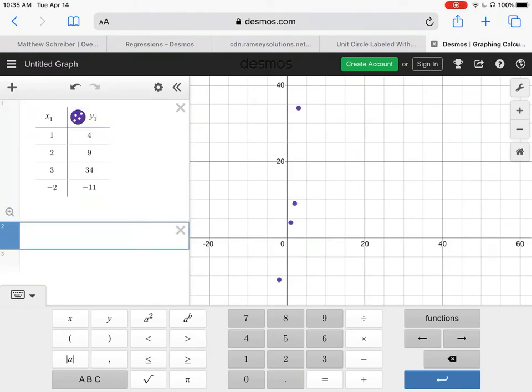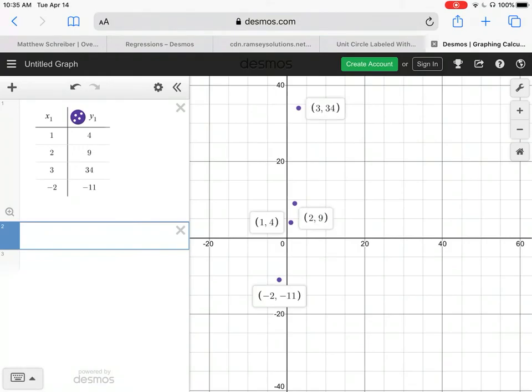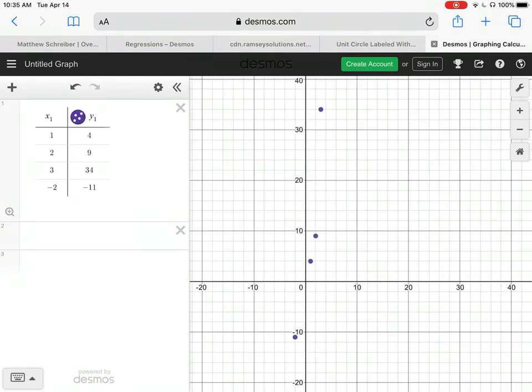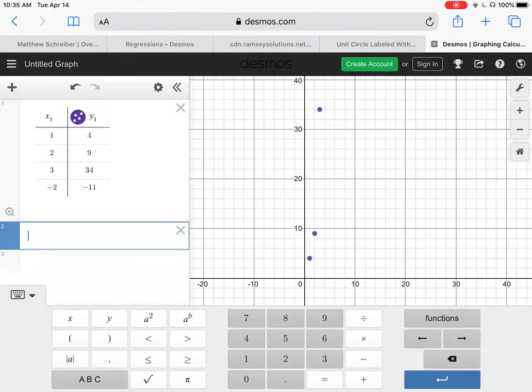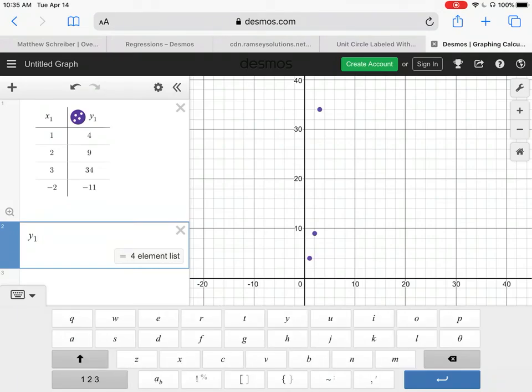So then I need to go down here and give it, I want it to guess. You can see these points right here that it plotted. A regression is going to guess a line of best fit. What's the line that's going to best fit all those points? And Desmos is pretty slick with how you do it. First thing I'm going to do is start with the output column, and that was called y1. Then you just need to go to this ABC here and hit the little tilde.